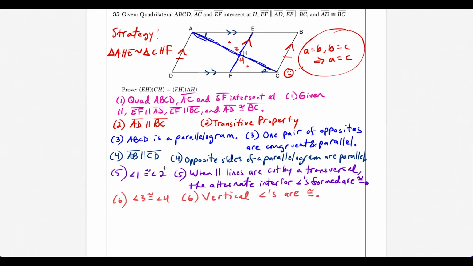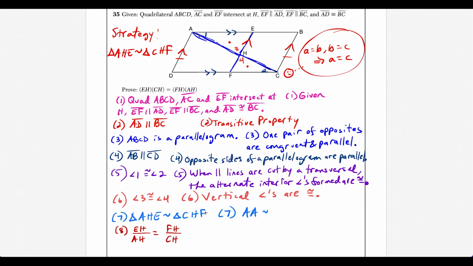So now that we have our two pairs of angles congruent, we could say that the two triangles we talked about in our strategy, triangle AHE is similar to triangle CHF, and this is because of angle-angle similarity. Now we could set up a proportion involving the four sides in our similar triangles. We could say EH over AH, the short side over the long side, is equal to the short side FH over the long side CH. And now if we look here, notice that when we cross multiply, this is going to give us what we're trying to prove.